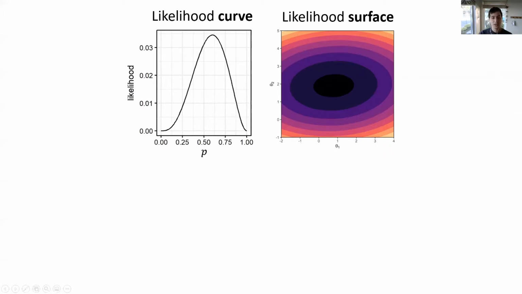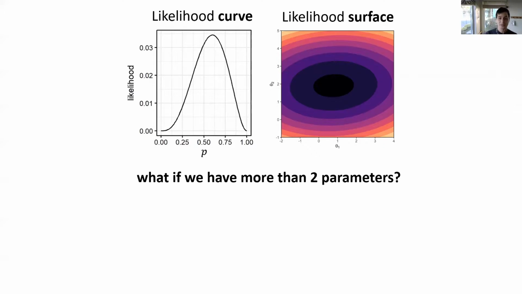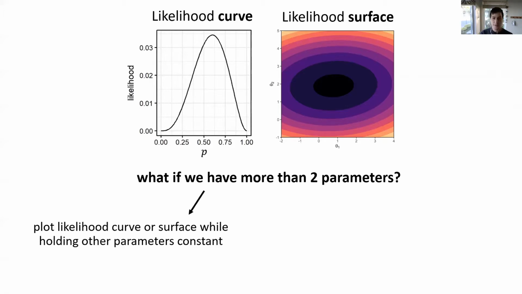But what if we have more than 2 parameters? In that case, we can't visualize the dependency of the likelihood on all the parameters at once with a single plot. So we have 2 options. The first option is just to pick 1 or 2 parameters that we're interested in and hold the other parameters constant, preferably at their maximum likelihood values, so that we can plot the likelihood as a function of just the parameters of interest. This is called a likelihood slice because it's a slice through the likelihood surface.